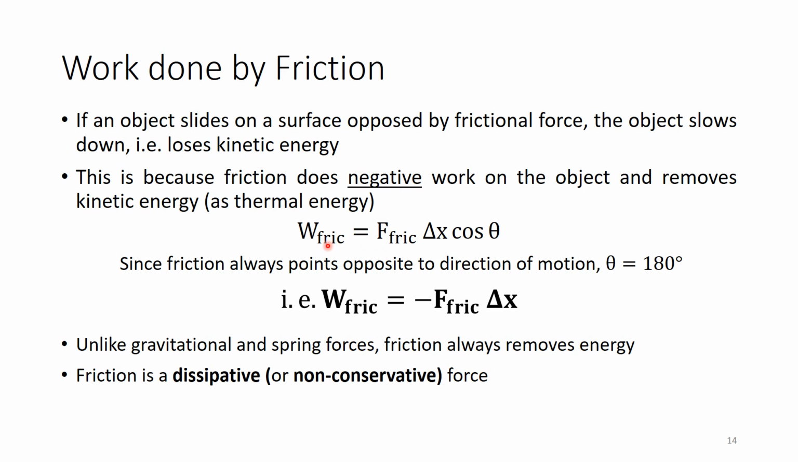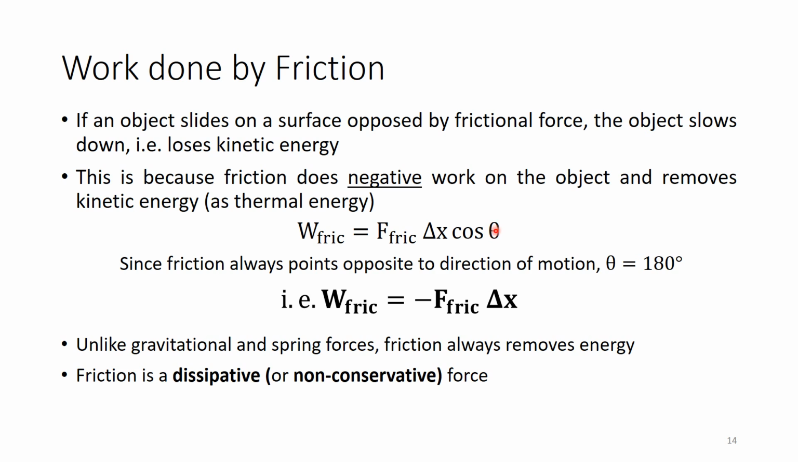Now the equation for work done is force multiplied by delta x times cosine theta. In this case, we are looking at the force done by friction, so we replace the force with the frictional force. Let's look at the direction here, theta. Theta is the angle between the arrow for friction and the arrow for delta x. We know that friction always points opposite to motion. So suppose delta x is pointing to the right, friction will point to the left. Or if delta x points to the left, friction points to the right. So friction always points opposite to delta x, opposite to motion.